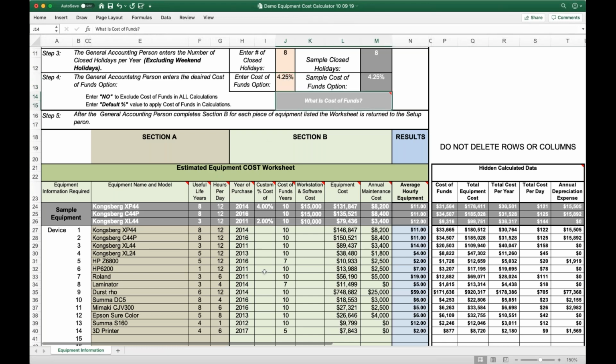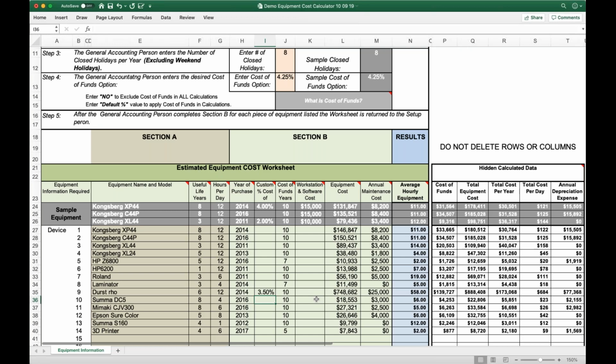And let's say that particular machine had a 3.5% custom loan at the time that it was purchased in 2014. Well, that reduced the rate from the 4.25% interest rate to 3.5%. It brought the hourly cost down by a dollar from 59 to 58.